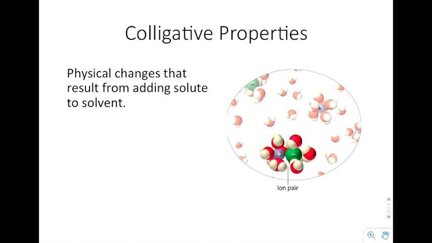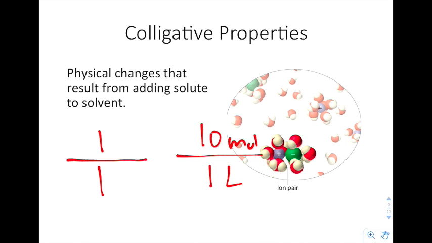Now, colligative properties. Colligative properties are properties that change based on the ratio of the solute to the solvent. So, for example, it's going to change based on the concentration. So, if you have 1 mole per liter versus if you have 10 moles per liter, these right here have different amounts of solute per solvent ratio. So in other words, the concentration is different. So the properties that change as a result of the concentration being different are what we call colligative properties.